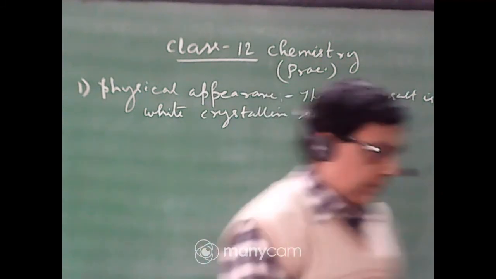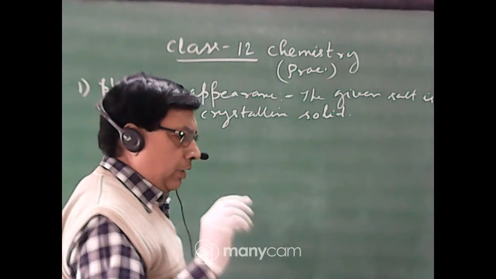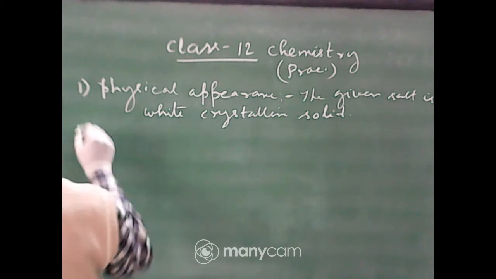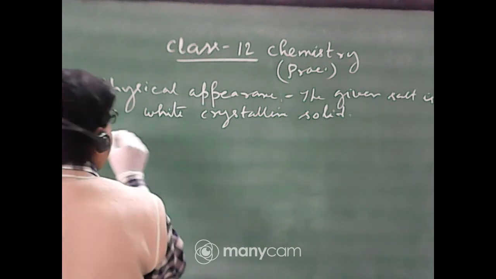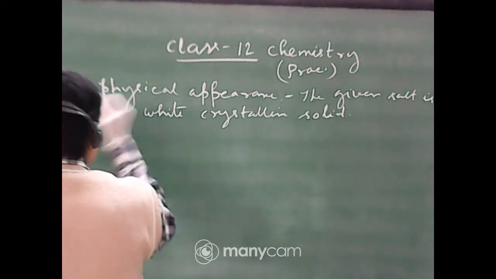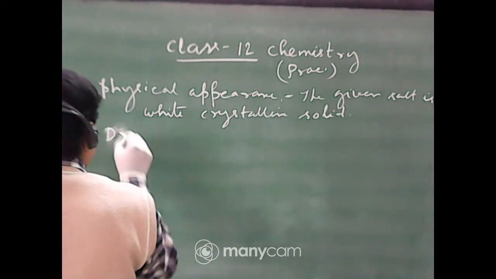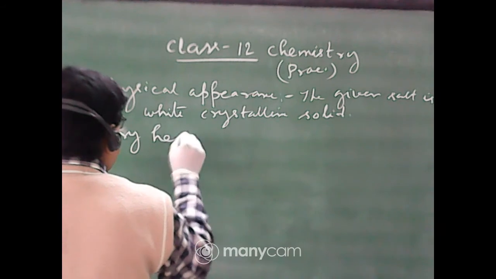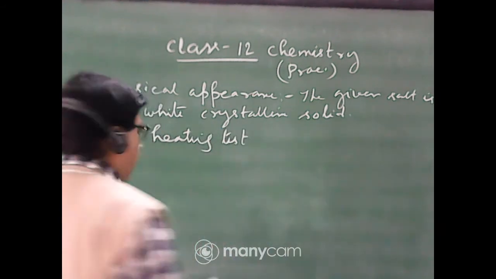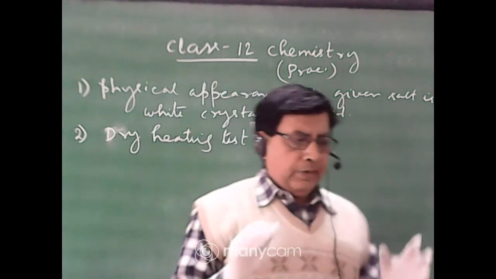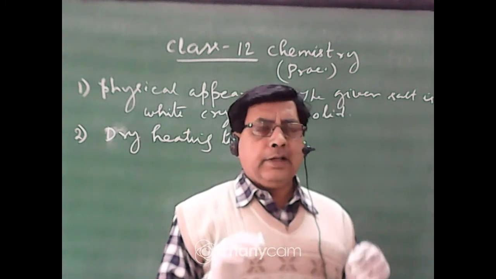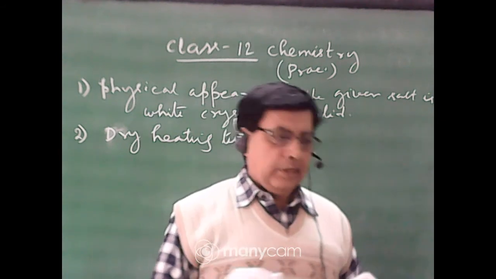For writing, you must write in this manner. First physical appearance, then preparation of OS, then you write dry heating test. Make three columns. In the experiment column, you write: a dry test tube is taken, solid sample is taken in the dry test tube and heated in a Bunsen burner.